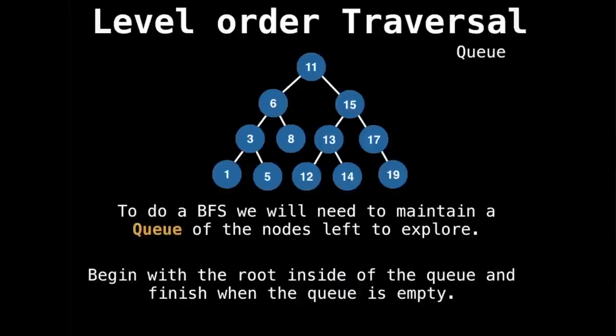So what we're going to do in our breadth first search is maintain a queue of the nodes we have left to explore. And how this is going to work is our queue is originally going to contain only the root node. And we're going to keep processing by pulling out the first value in our queue until our queue is empty.